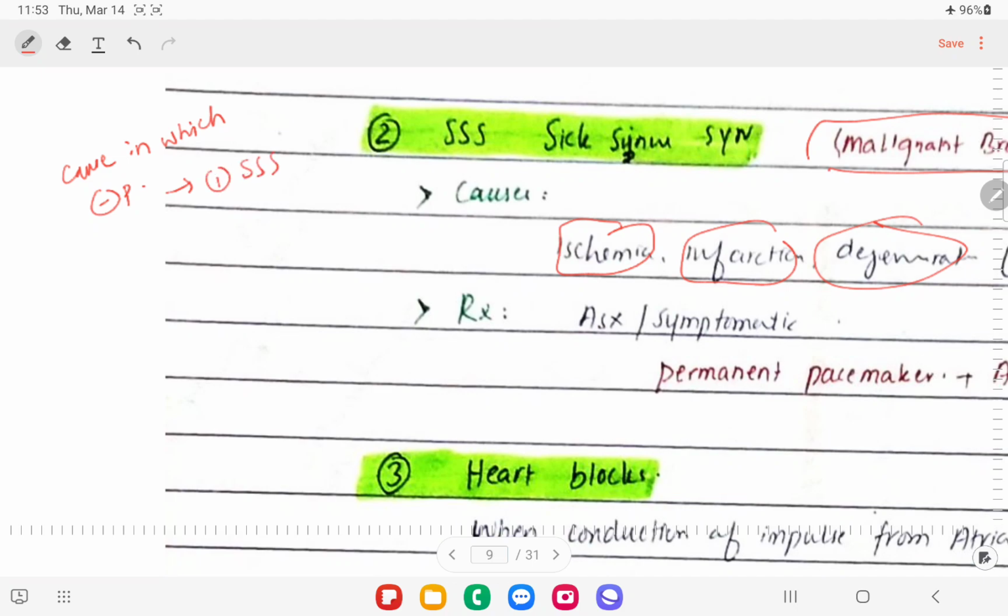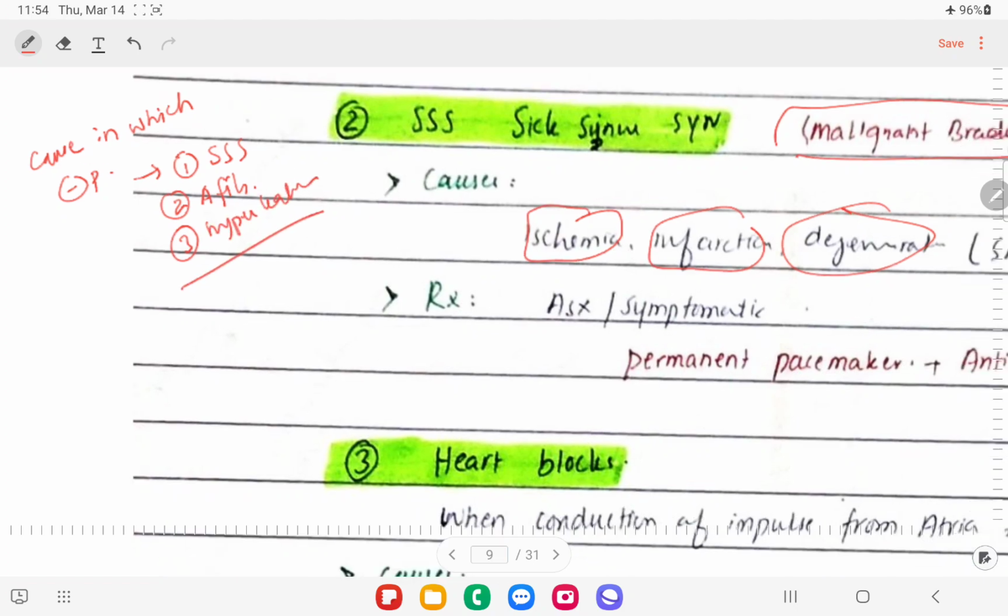If we get the P wave, we'll have to check the interval between the P waves. If the interval is more than 2 seconds, we're going to label this patient as sick sinus syndrome, or if there is an absent P wave. The first cause is sick sinus syndrome. The second one is atrial fibrillation. And the third condition in which we won't find any P wave is hyperkalemia.